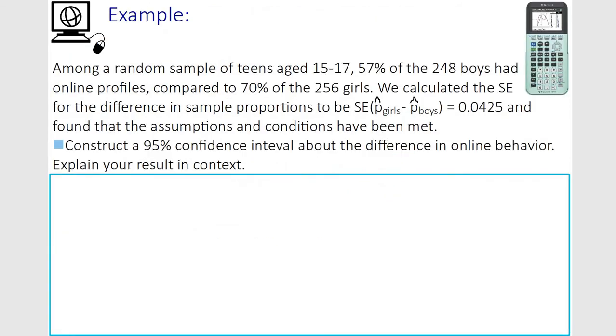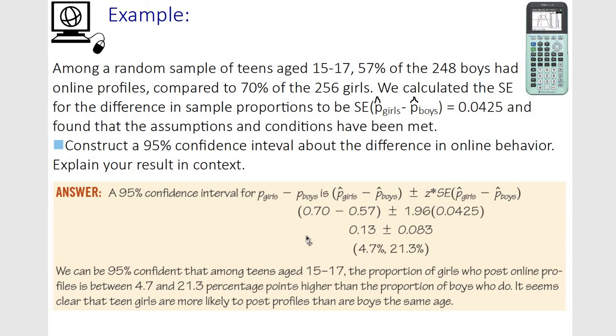So let's do an example. So going back to the online profiles, let's construct a 95% confidence interval for the online behavior. So here we follow the formula. The percentage of girls minus the percentage for boys. Okay.